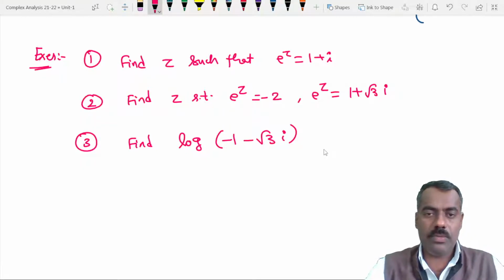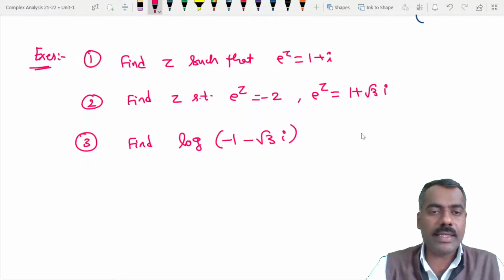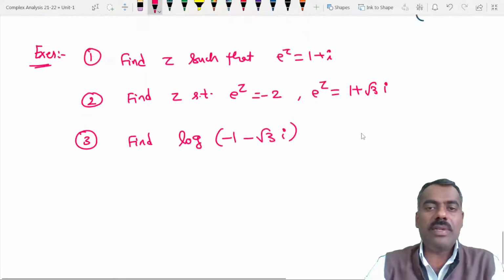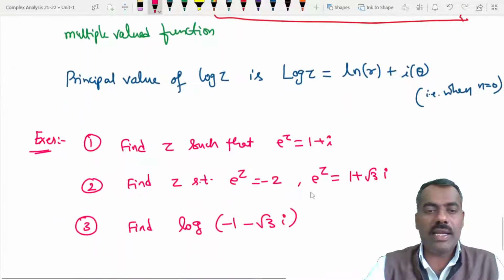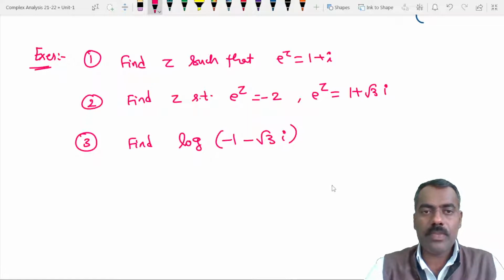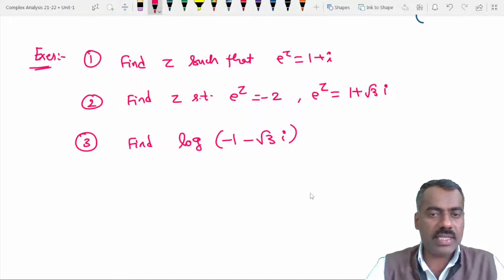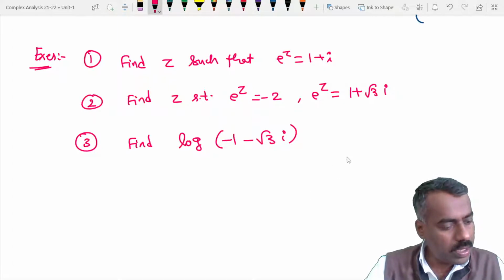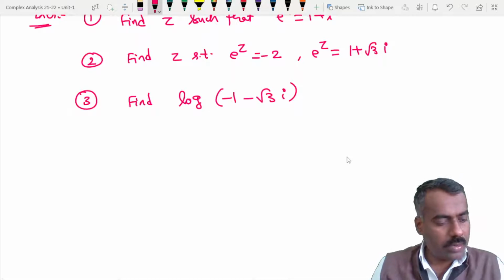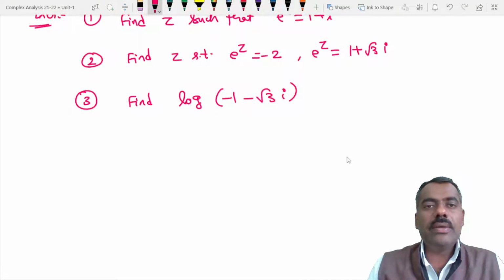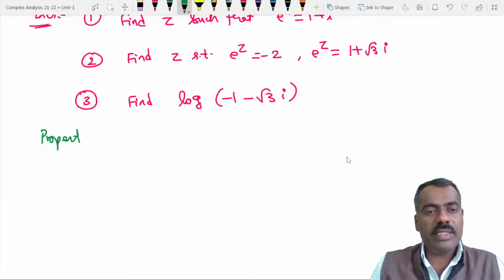If you plot it in that picture, you will understand. Then you simply substitute those values here and whatever value you get. If you have any difficulty, you can ask me next class, or if you want to verify with answers, I can give them next. Any other example? Fine. Now we'll see some properties of this log.